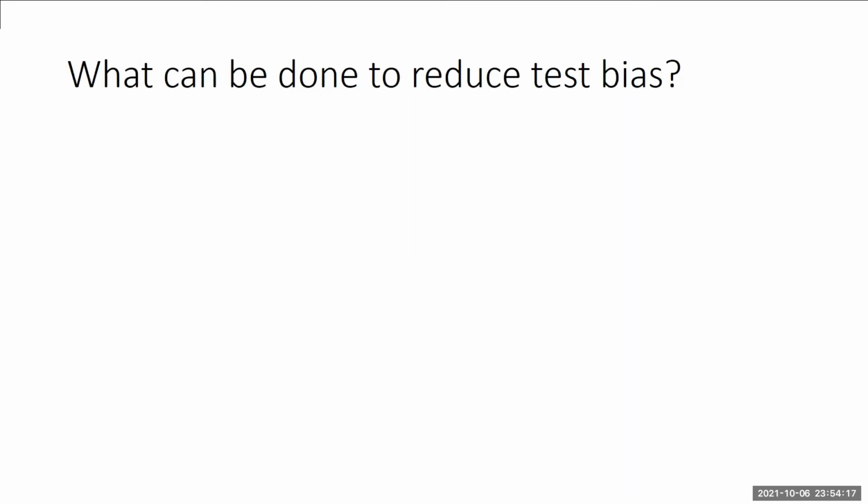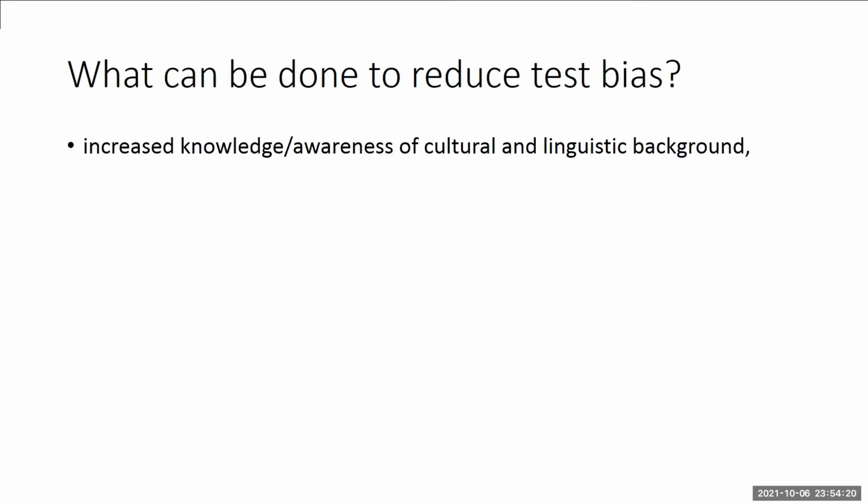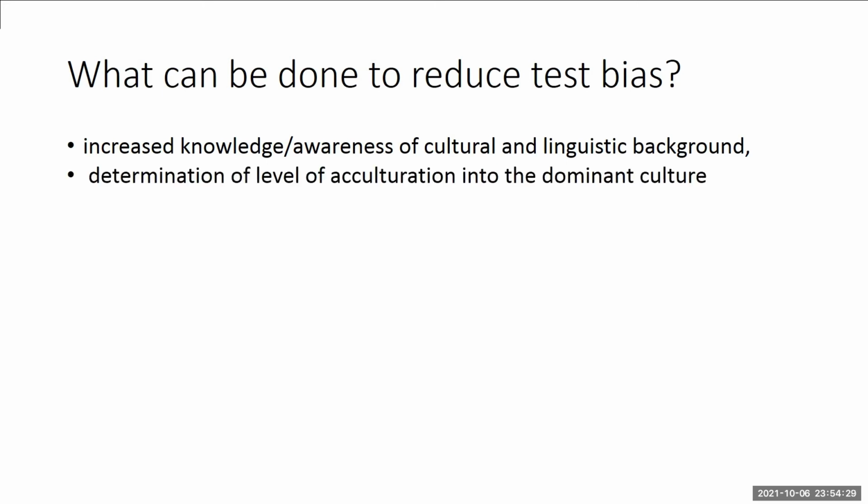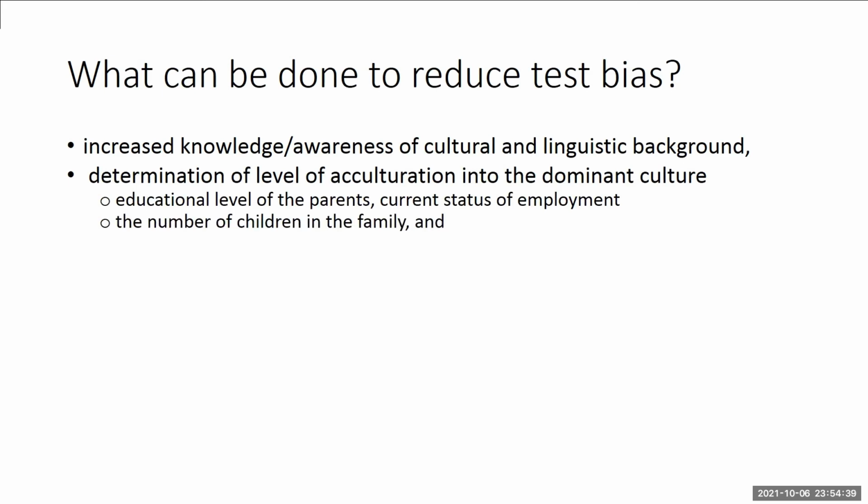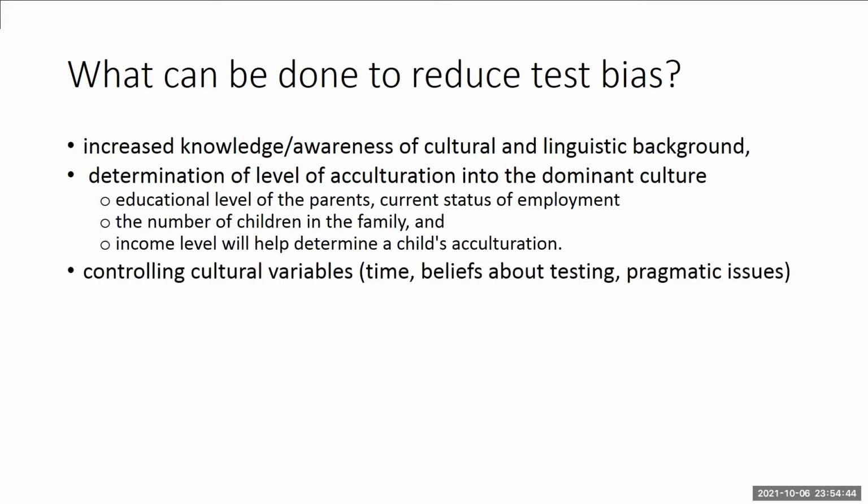What can be done to reduce test bias? You should have increased knowledge and awareness of cultural and linguistic backgrounds. Determine the level of acculturation into the dominant culture. This can be done by understanding the educational level of the parents, current status of employment, the number of children in the family, and income level. Controlling cultural variables. The test taker may need more time, may have different beliefs about testing, and there may be pragmatic issues.